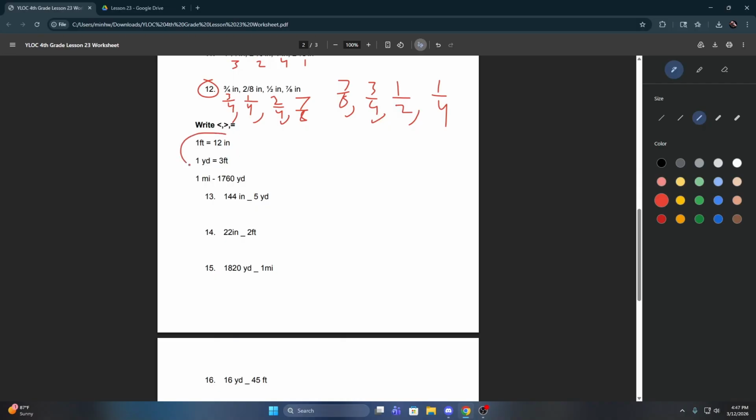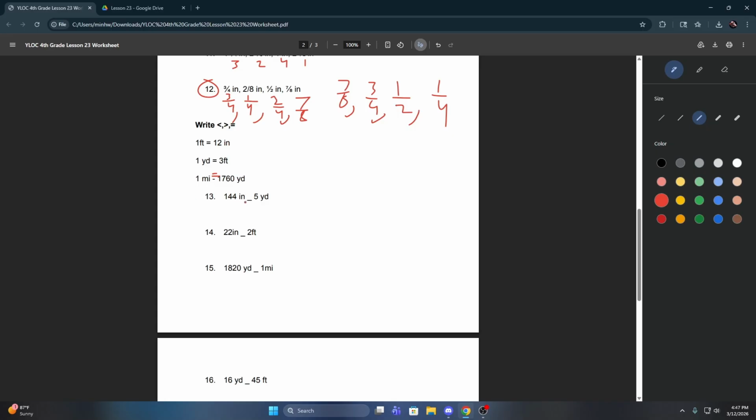All right, less than, greater than, or equal to. So here they just gave us a few metrics to start off. Here, 1 mile versus 1,760 yards. This one, you can do the math using this conversion here, but you would also have to know how many feet are in a mile. But this one you should just memorize. They're equal. 1 mile has 1,760 yards.